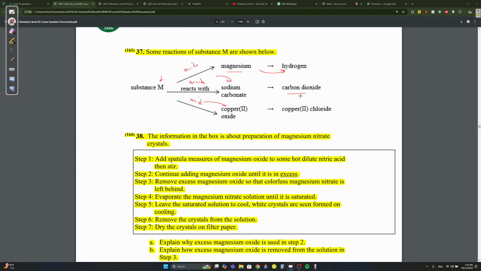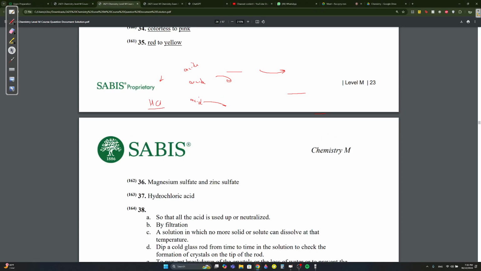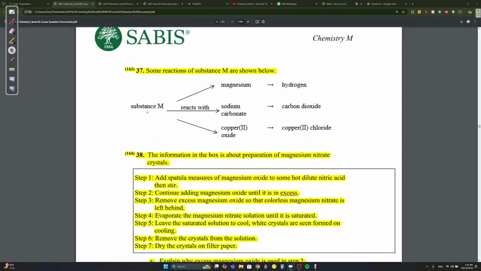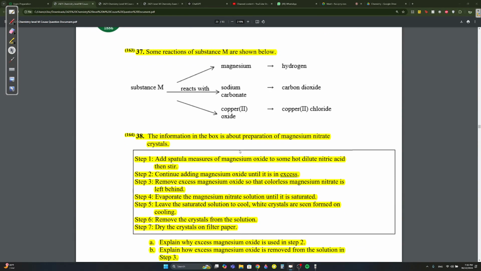What is the acid? You're supposed to see that when it reacts with copper oxide, it produces the salt copper chloride. That means my acid contains Cl. Which acid contains Cl? You always add an H, so HCl. Is the answer hydrogen chloride? Yeah, hydrochloric acid. You need to name it. What is substance M called? You have to say hydrochloric acid, not hydrogen chloride.